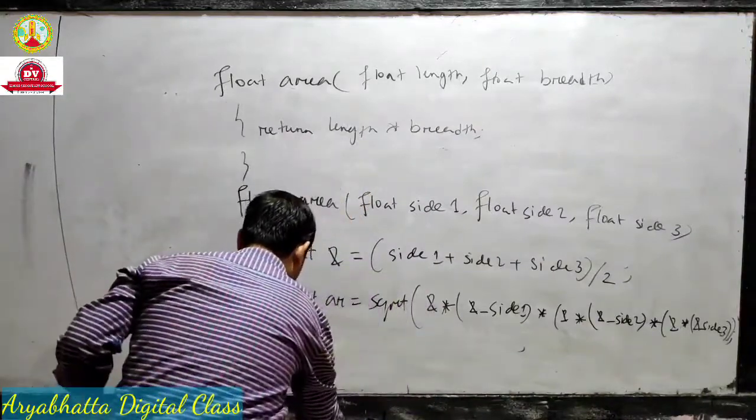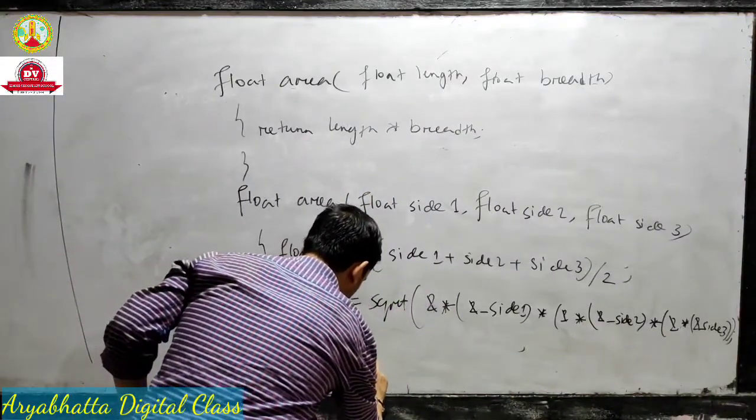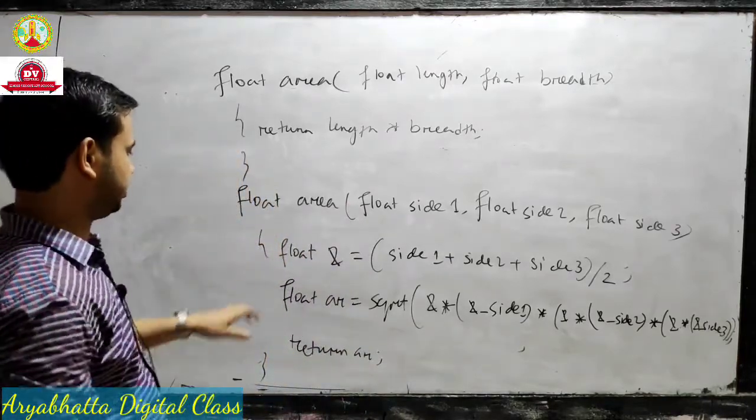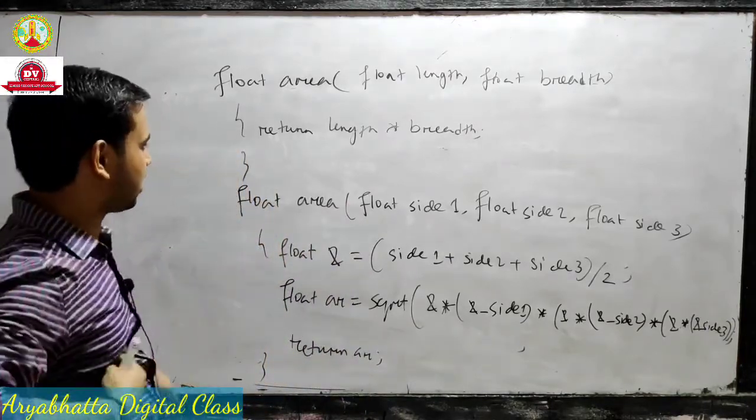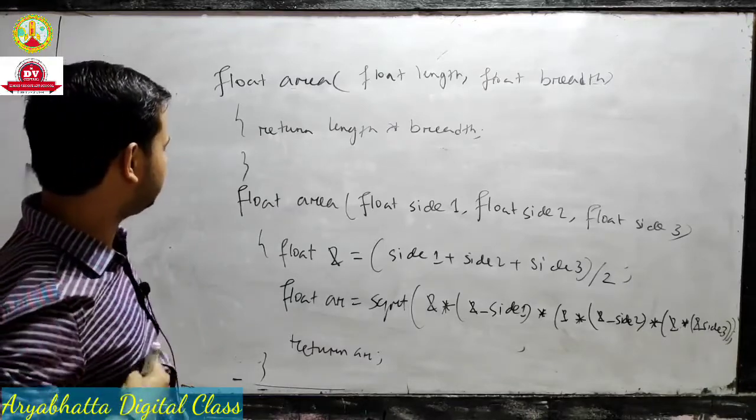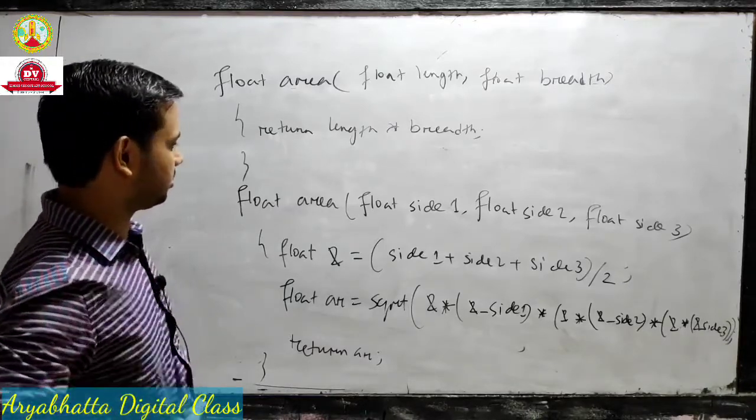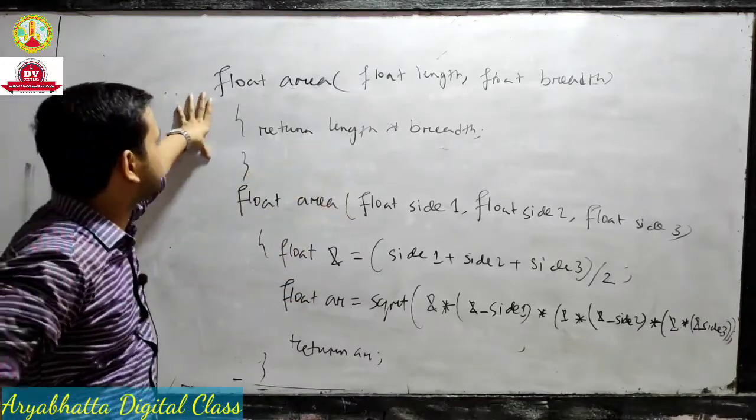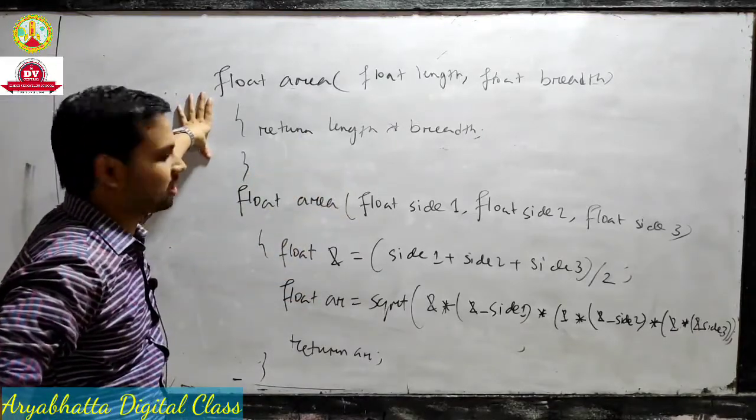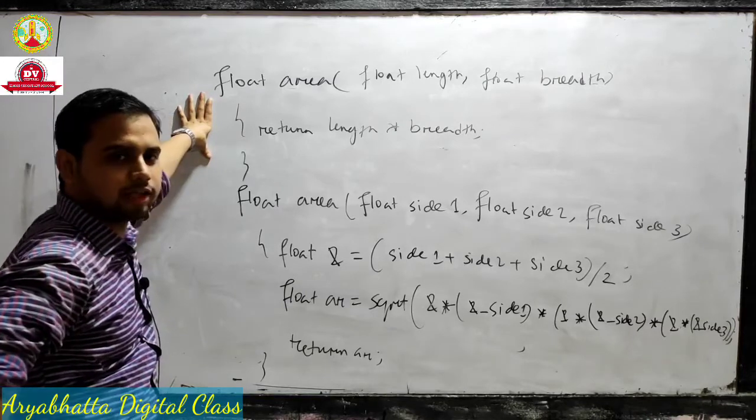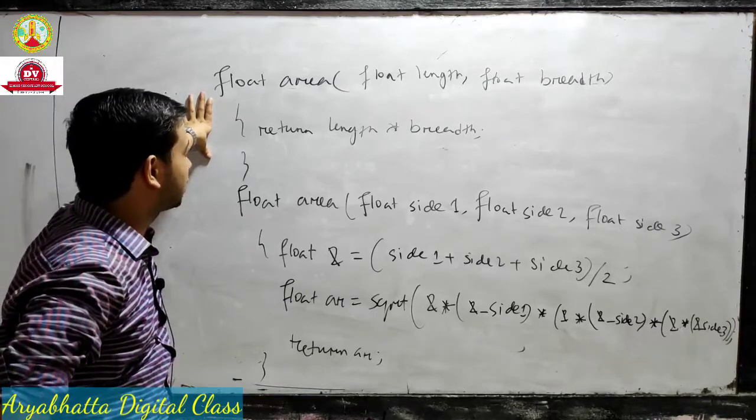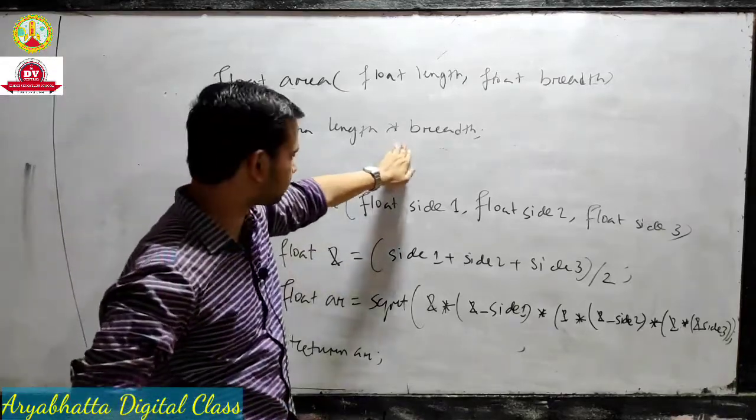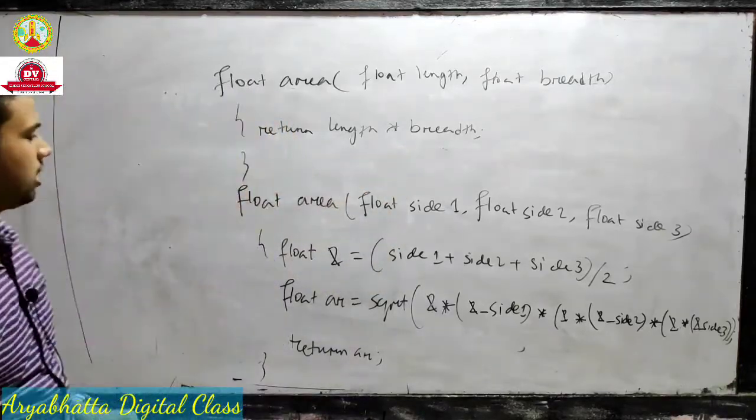And the last one is return AR. I know this is some puzzle or lengthy process. I tell you, this is the actual area of triangle. This is the area of rectangle. You know the rectangle area is length into breadth. Float length, float breadth, return length into breadth. And this is the area of triangle.